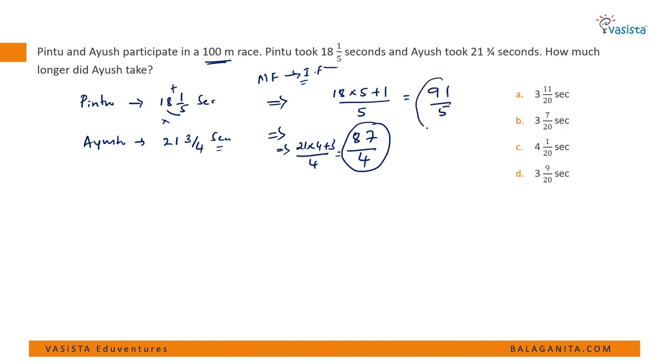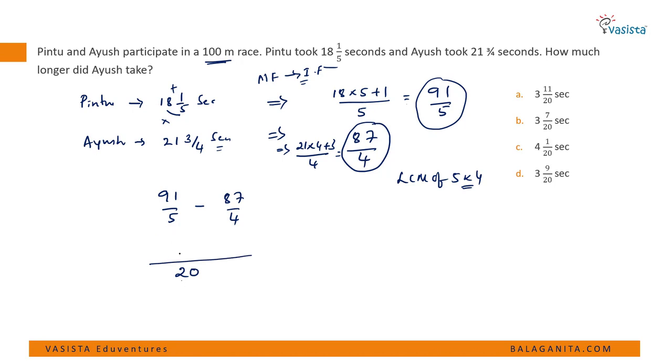Pintu took 91/5 seconds. Now subtract here. Right, find the difference of it, that is 91/5 minus 87/4. Let us simplify it here. Observe the denominators: both are different and are not multiples of each other, so they are co-prime, so multiply. Take the LCM of 5 and 4. Right, 5 4s are 20. 20 is going to be the LCM.